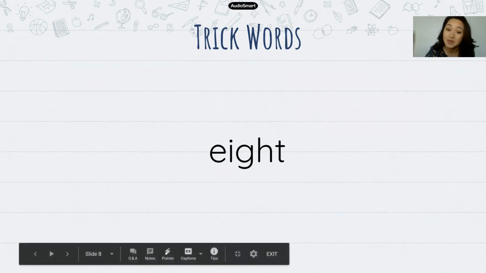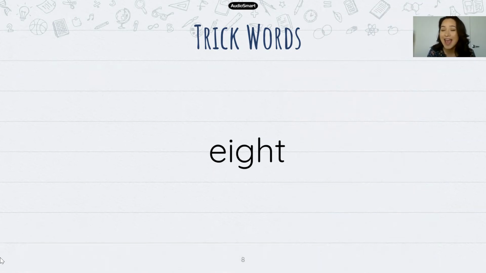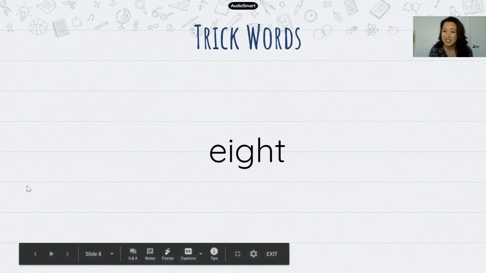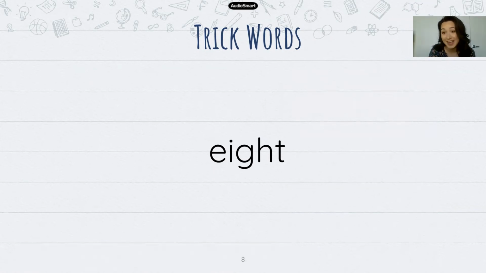The reason why it's tricky is because the E and the I are saying a long A sound. EI is saying A. The GH is technically silent. Eight. You don't hear the G or the H. That's why this word is really, really tricky. Okay, repeat after me. Eight. Eight. Let's spell it all together. Spell it with me. Here we go. E-I-G-H-T. Eight.